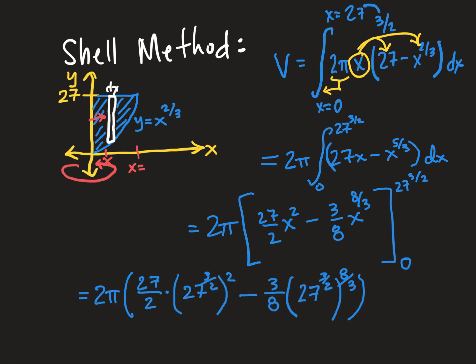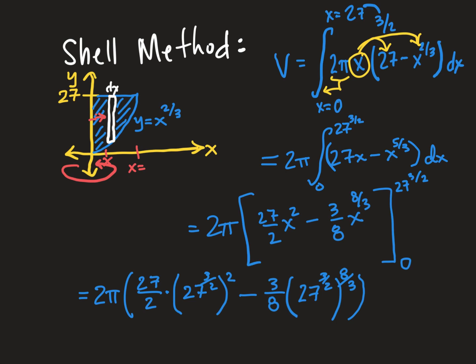Okay, so I've plugged in our 27 to the 3/2 power for this x here. 27 to the 3/2 power plugged in for that x that's being squared, coefficient of 27/2. And then when I plug 27 to the 3/2 power here, I get it here, raised to the 8/3, multiplied by the coefficient 3/8. Okay, next up, we're going to have some cleanup. This was the benefit of leaving our upper limit of integration as 27 to the 3/2. The cleanup with exponents is going to go much nicer.